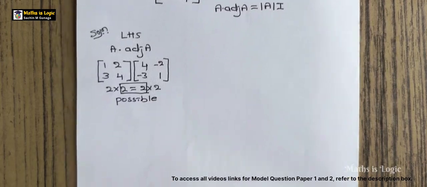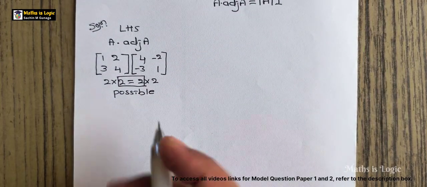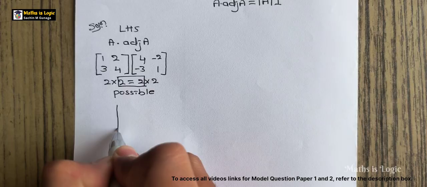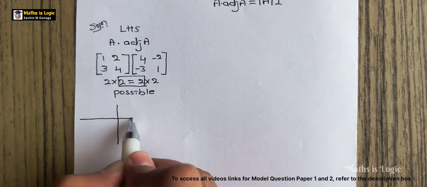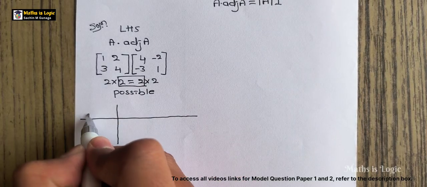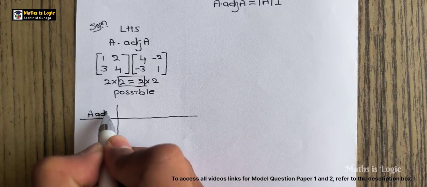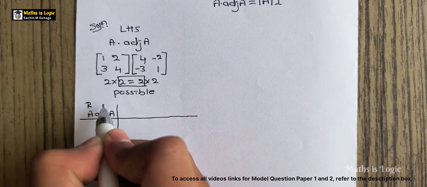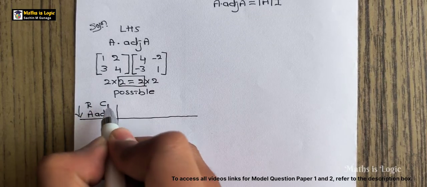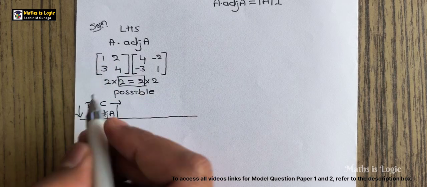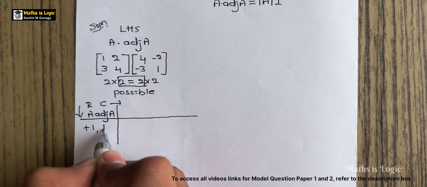Matrix multiplication is possible. Next, apply the box method. So write A into adjoint of A, row, column. So row, column. First row, plus 1, plus 2.